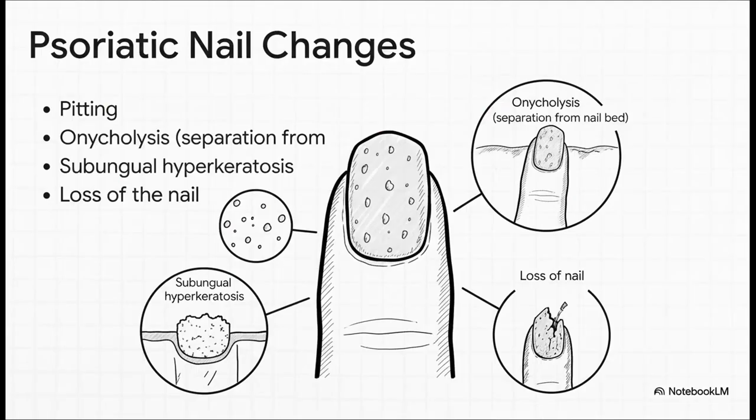So what exactly are you looking for on the nails? Well, the key signs are pitting, little dents in the nail plate, onycholysis, where the nail starts to lift away from the nail bed.